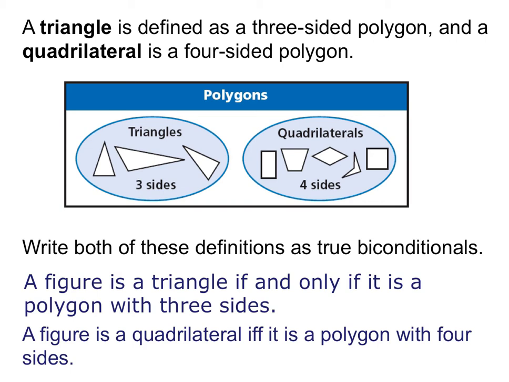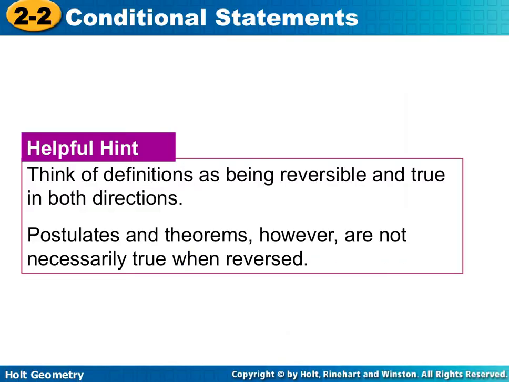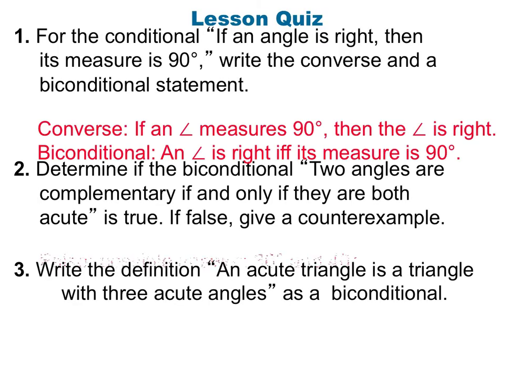And I don't know if I emphasized enough for you, definitions are always true biconditionals because they go both ways. If it's a triangle, then it's a polygon with 3 sides. If it's a polygon with 3 sides, then it's called a triangle. So they do go both ways. So that was maybe a little finish up on yesterday's, but we didn't get completely done.